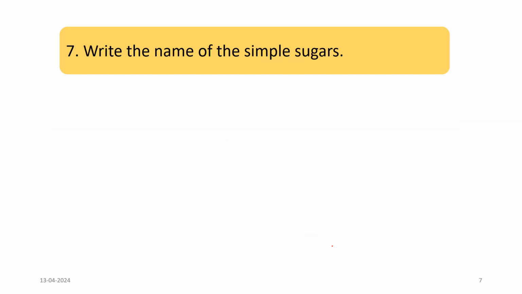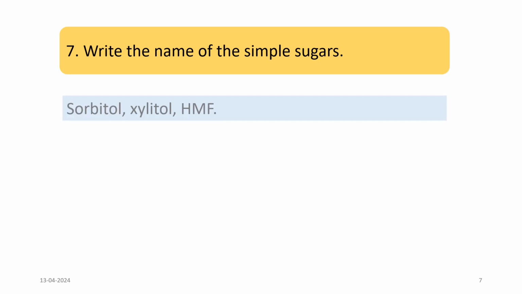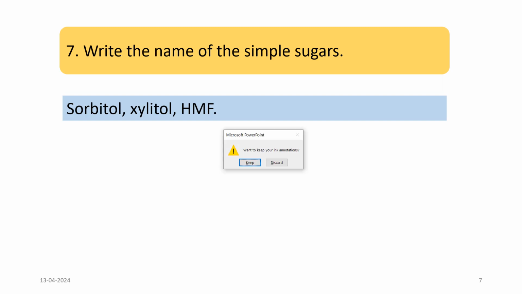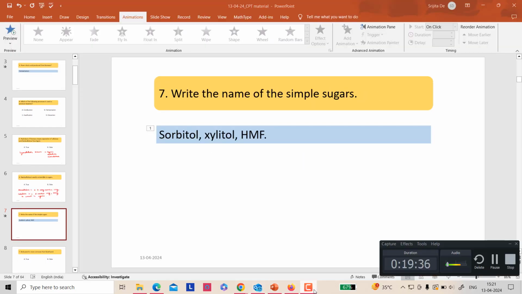Next question, write the name of the simple sugars. The answer is sorbitol, xylitol, and HMF. So, these are the name of the simple sugars.